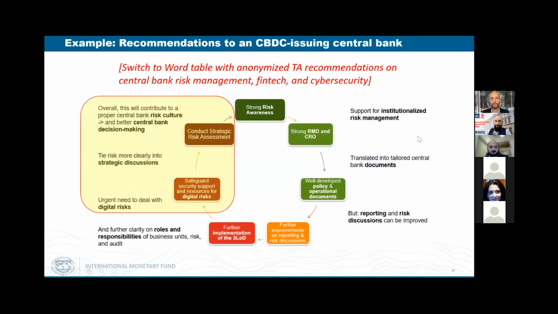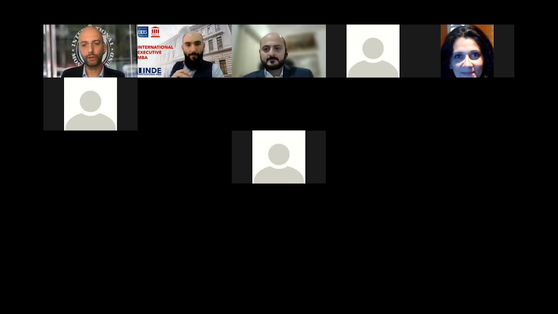Now, what I'll do next, in the next slide, Majid, please, is I'll shortly shift to a Word table. This is actually from a recent TA mission that Majid and I, together with some other central bank colleagues, completed with a central bank that is currently experimenting, rolling out, a central bank digital currency. You'll see here, this flowchart comes from our technical assistance report. It's anonymized, where we said, from a holistic point of view, if we tie this into risk management, we see that there's strong risk awareness, we see that there's strong risk management, we see that there are a lot of documents on paper, but there could be further improvements in reporting, in operationalizing the 3 lines of defense. I'll just get to that in a bit.